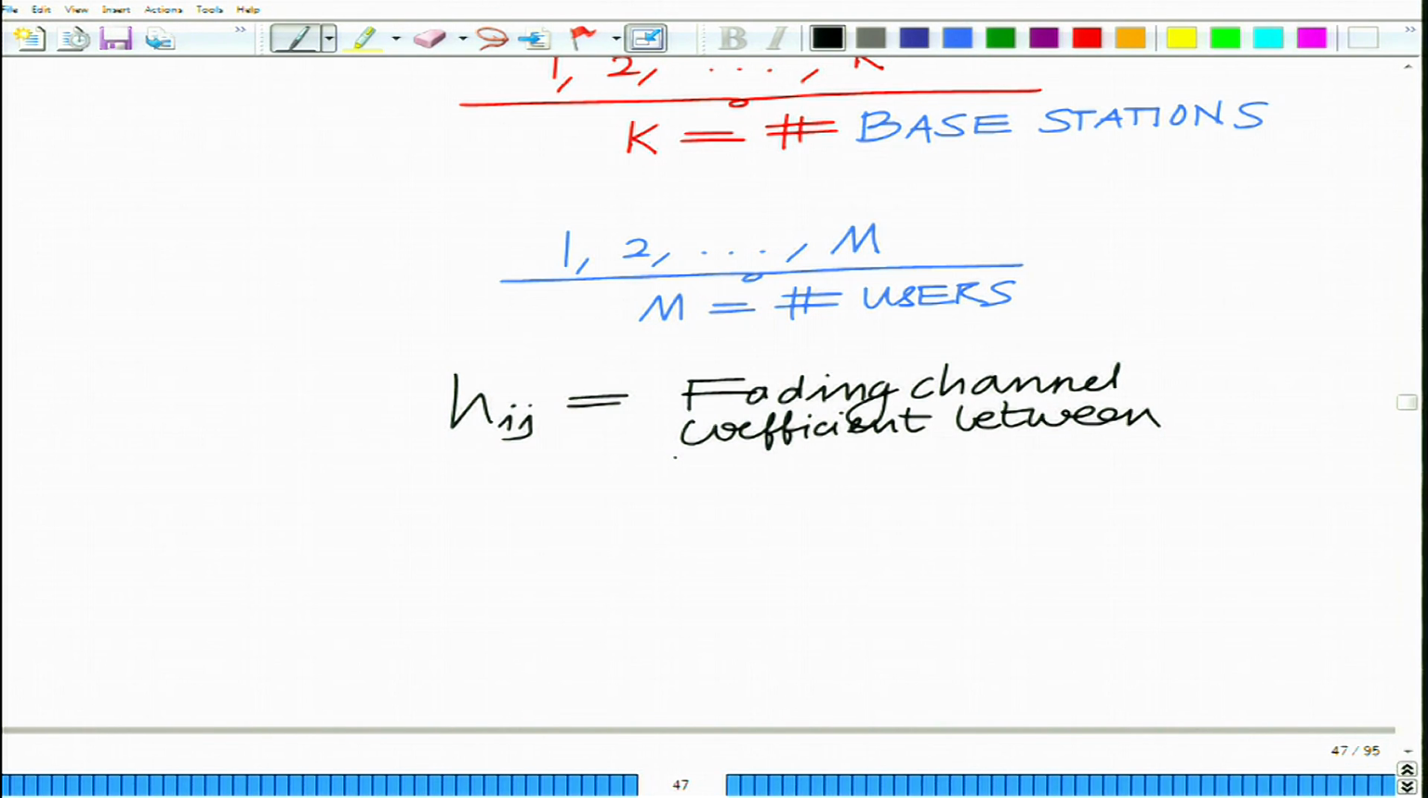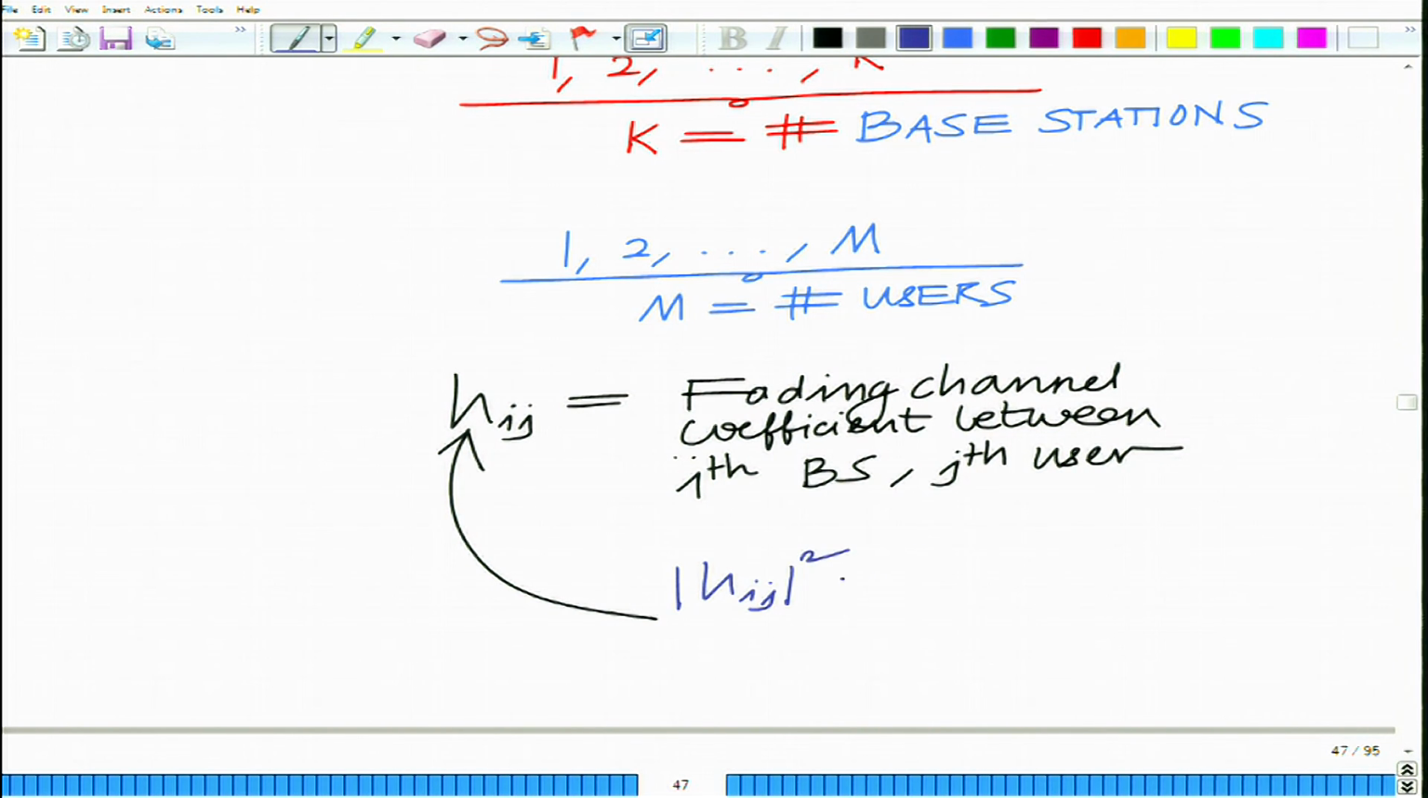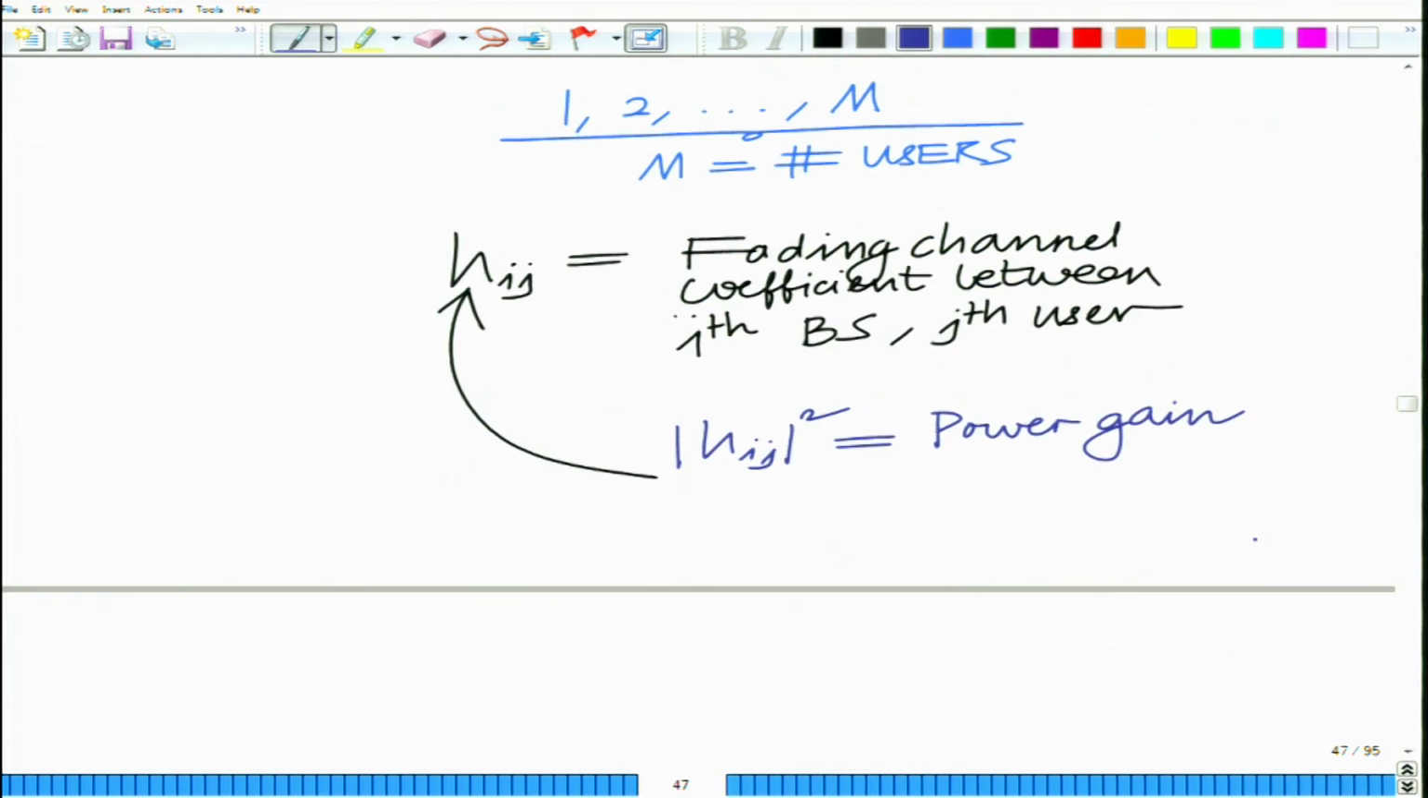between the ith, let us put it this way, this is the fading channel coefficient between the ith base station and the jth user. Okay, so this is the fading channel coefficient between ith base station comma jth user. Which means if you look at magnitude Hij square, this represents the power gain, or what is conventionally known simply as the gain.